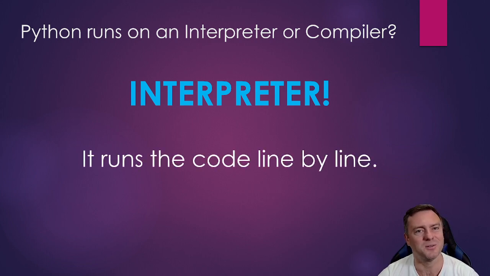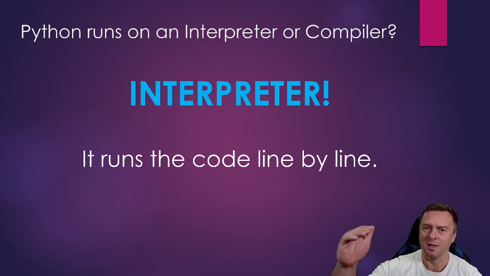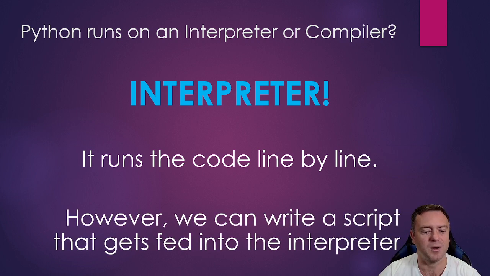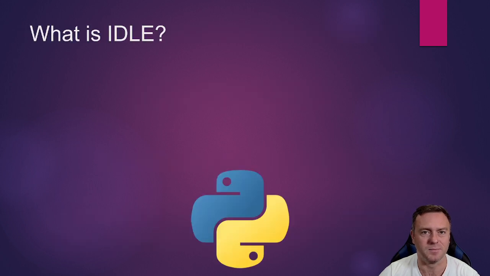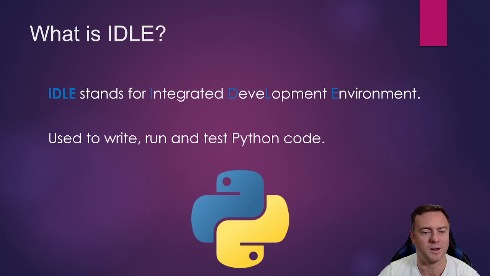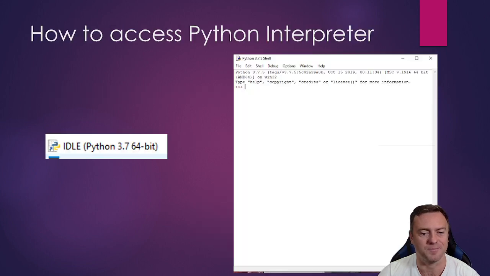You can make it look like a compiler by writing a script, but what actually happens is it converts it into a C language and then it runs into a compiler with different library accesses. So when we write a script, it basically will feed into the Python interpreter. And then this is what IDLE is. IDLE stands for an integrated development learning environment. And then we use that to run our Python test code.